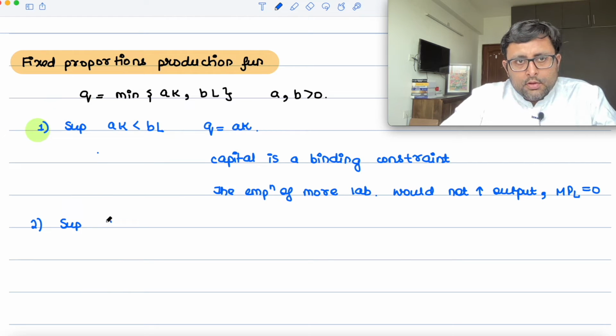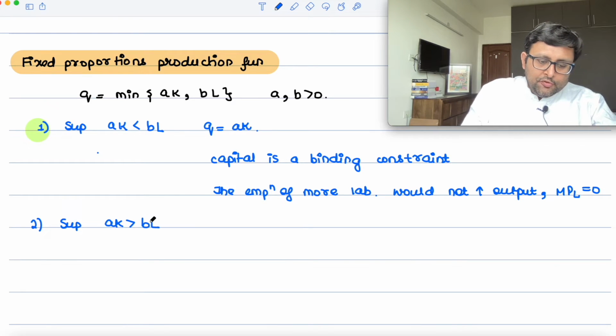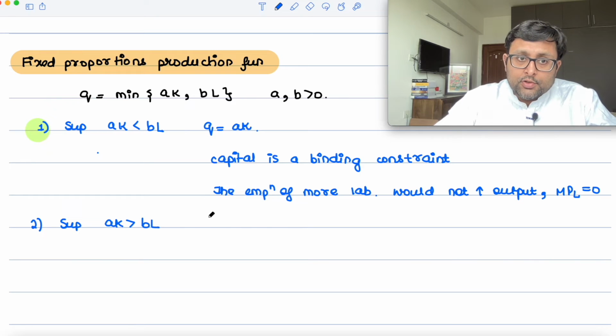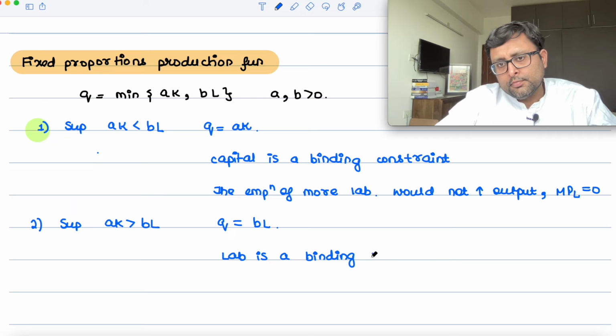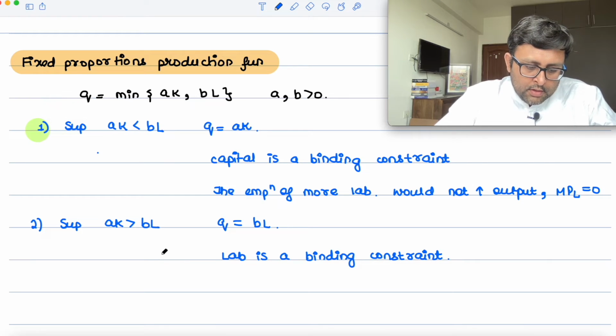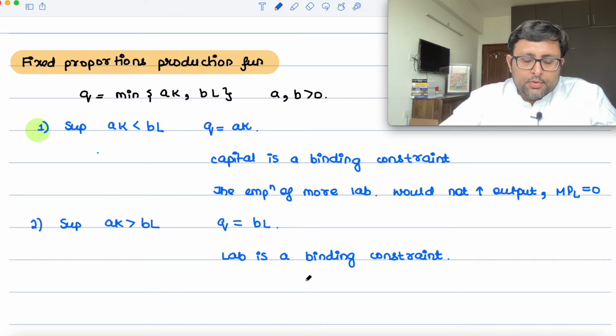Now suppose AK is greater than BL. So if AK is greater than BL, then labor is a binding constraint. Your Q is equal to what? BL. Labor is a binding constraint. So you unnecessarily increase capital, it is not going to help. So the additional capital is superfluous.